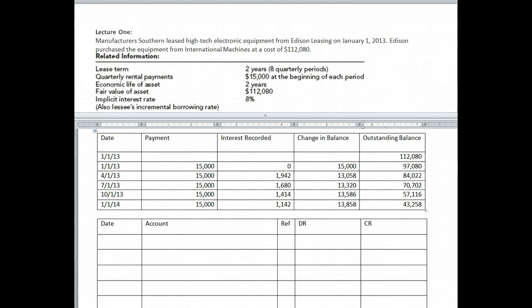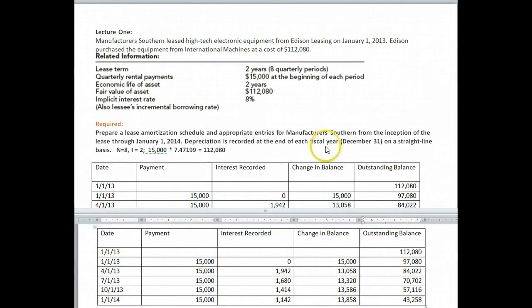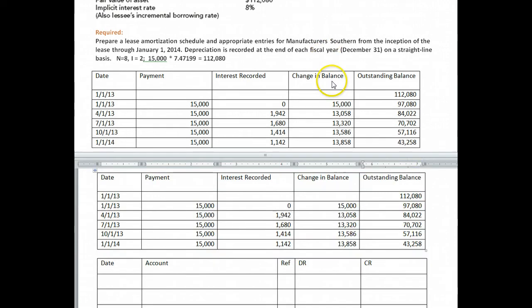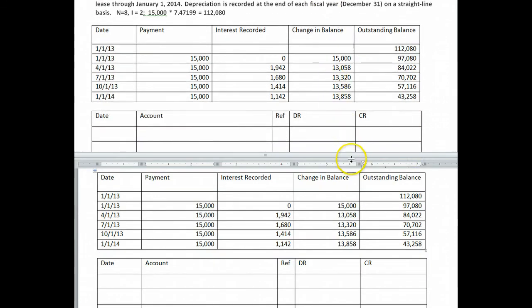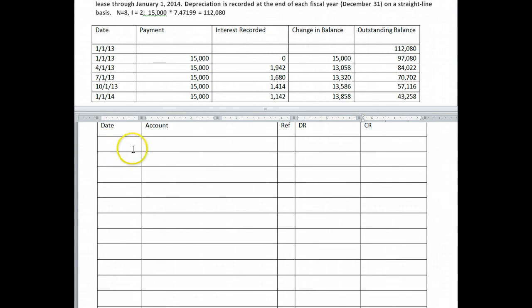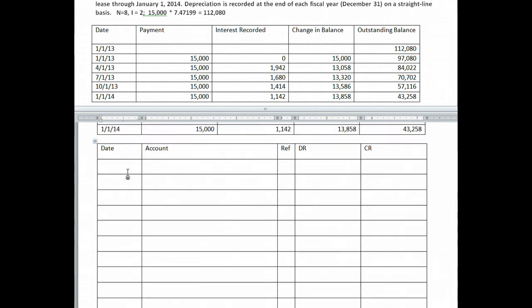So let me split my screen a little bit lower so that we can see that amortization chart while we do the journal entry. So give me just a second here. Perfect. All right. Now let's go through the entries that Manufacturing Southern would actually record as the lessee.